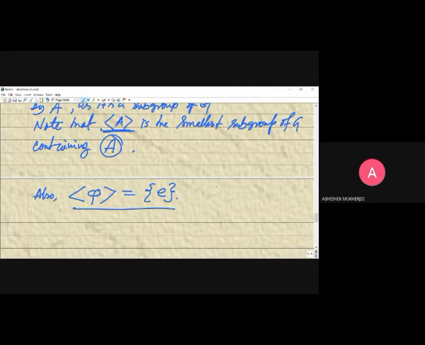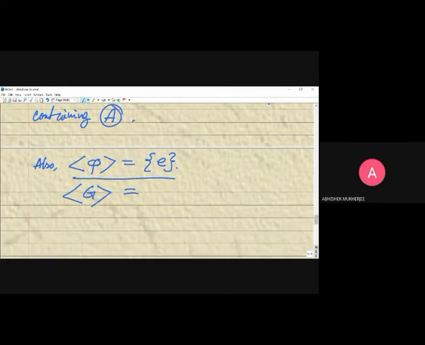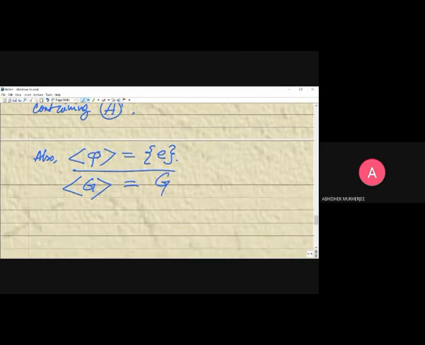Now if you take the whole group, then the smallest subgroup will be the whole group itself for any group, right?